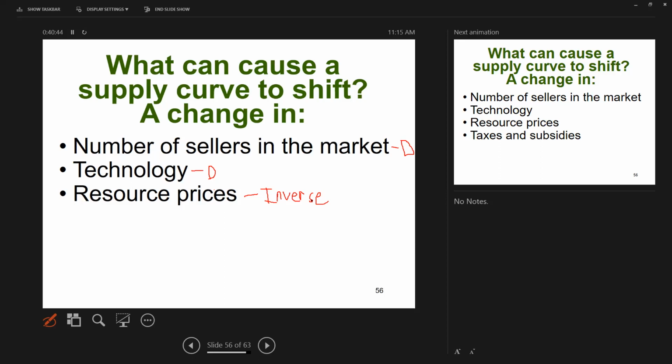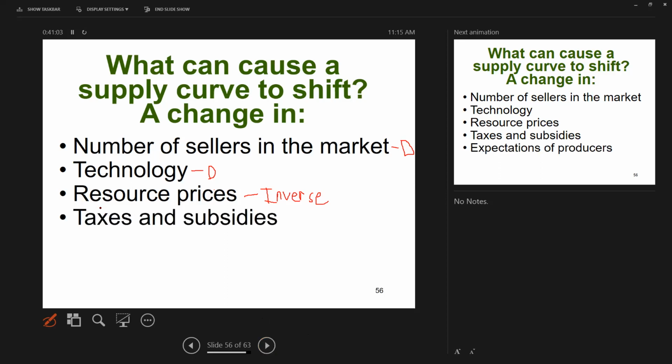We all know this. We know it all the time, right? If I told you, hey, there's going to be a war in the Middle East, everyone knows that gas prices are going to go up and there's going to be less gas supplied at any given price. That less gasoline supplied at any price is a decrease in supply.